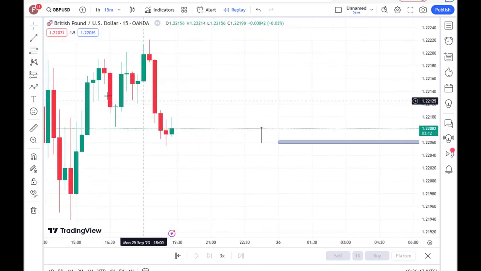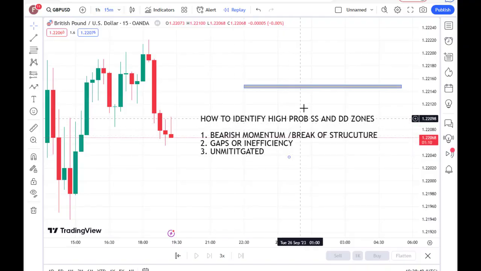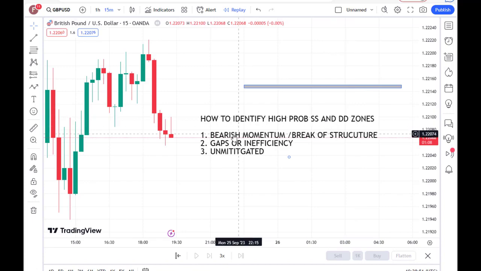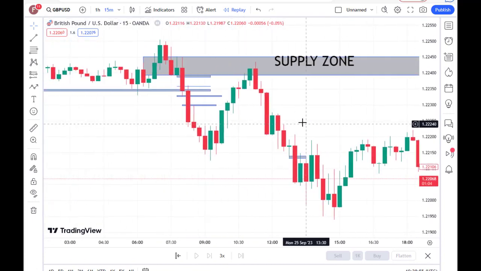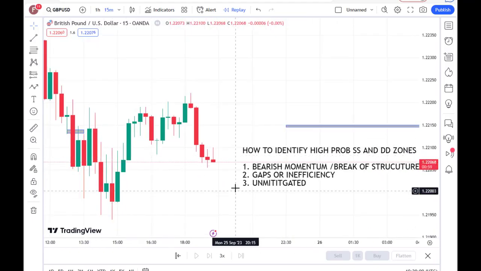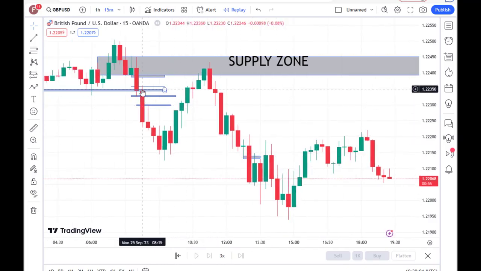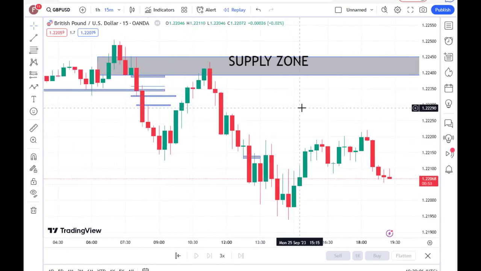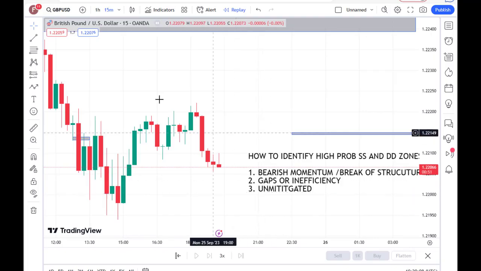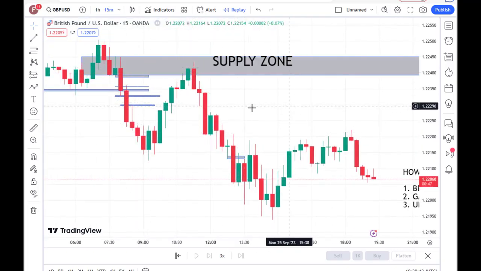So we have three things that we have talked about. In order to identify a high probability demand and supply zone, there has to be bearish momentum that breaks structure like this. For instance, there was a break of structure before price pulled back to the supply zone. We need to have what? Gaps or inefficiency, and this is usually from when we have strong momentum candles like this, right? Then basically the zone has to be unmitigated. It should not be a zone that price has already tapped before.